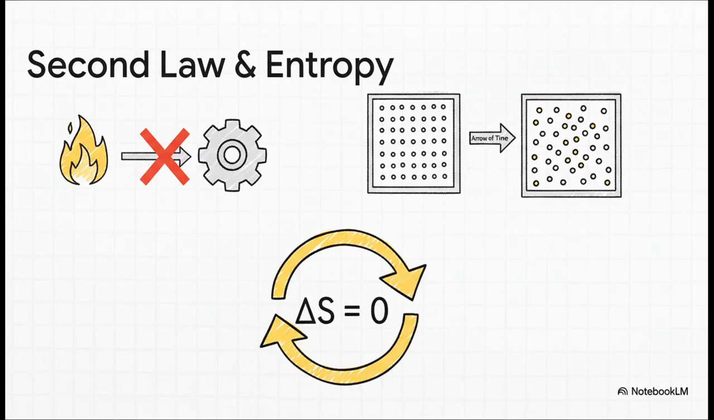All right, on to the second law, which is basically the universe's rulebook. It gives us the arrow of time. It tells us that in any real-world, irreversible process, the total entropy, you can think of it as disorder, of the universe always goes up. Things naturally get messier. The only time entropy changes zero is in a perfect, idealized, reversible, adiabatic process.